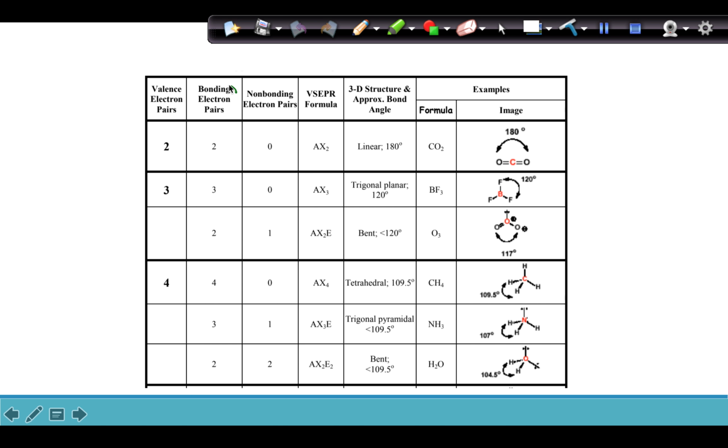So I just want to clarify that when we talk about bonding electron pairs, I usually change this to bonded atoms around the central atom because we don't count the second bond of a double bond and we don't count the third bond of a triple bond when we're talking about these bonded electron pairs. So the way that I do it is bonded atoms and non-bonding electron pairs, which remember are called lone pairs.